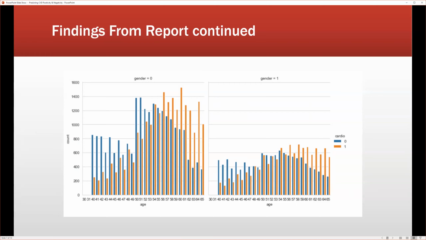The same can be said for the men's graph. However, again, you're seeing very low amounts of reports of negative and positive cardiovascular disease. So what you can lead from here is that most likely, and you would probably have to do more research, women are more susceptible to the disease and they receive more testing than men.